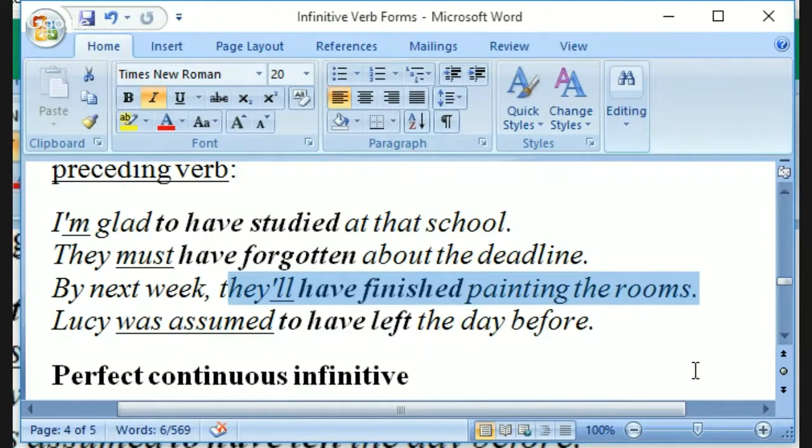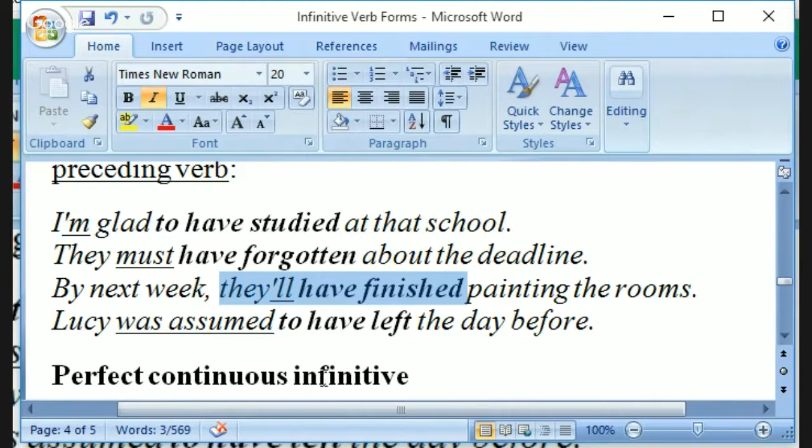All right. And again, with the future tenses, the form will have finished is exactly the same thing. And it is, in fact, a future perfect. That's all it is. So no specific time. By next week, sometime next week, they finish. That's why future perfect is used here.